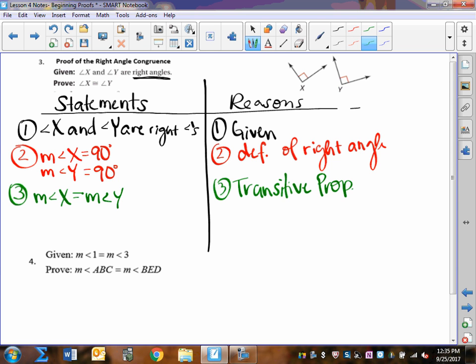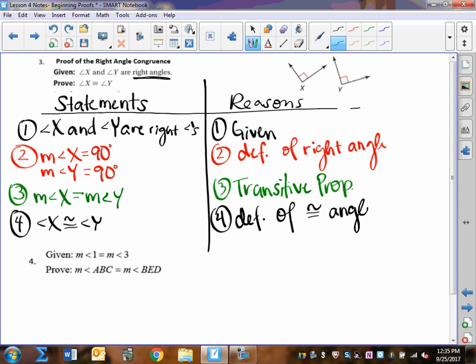All right, what do I need to state to take it home? Good, by definition of congruent angles, I can translate measures into congruent figures. So angle X is congruent to angle Y. That's once again my definition of congruent angles. Okay, questions on that one? That one was probably the most bare basic straightforward one we had.